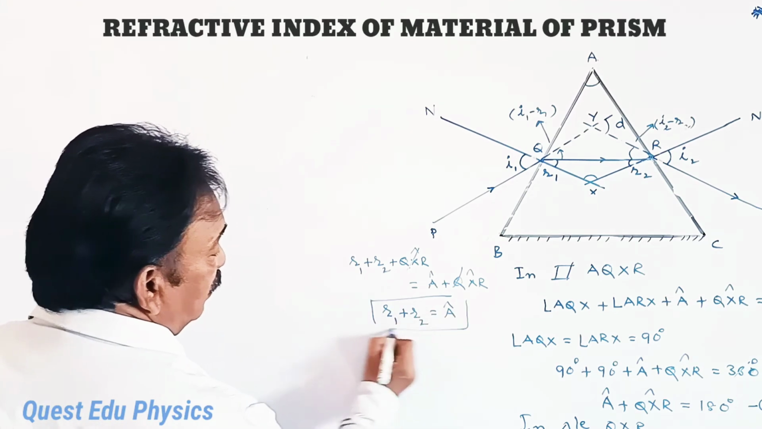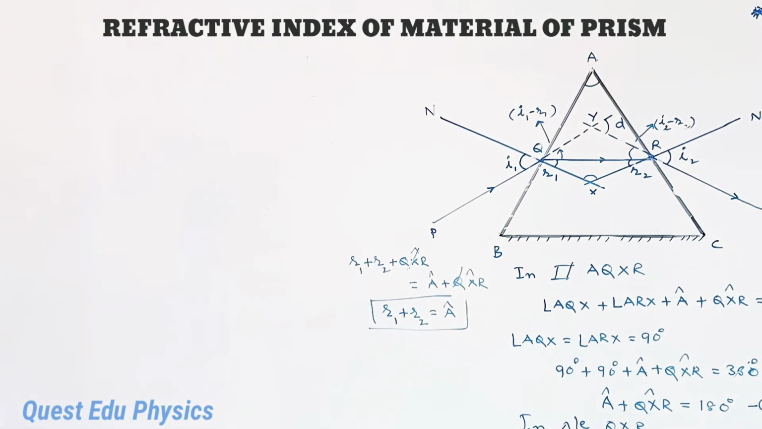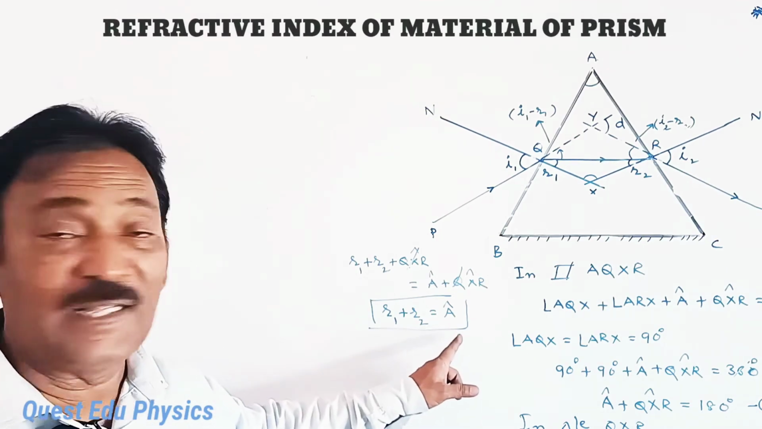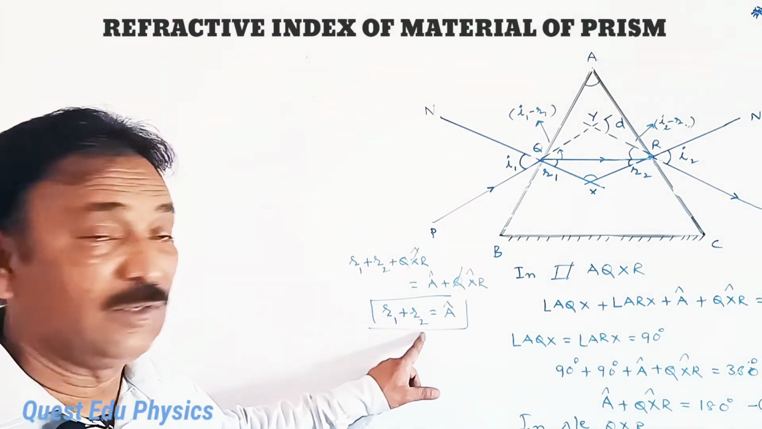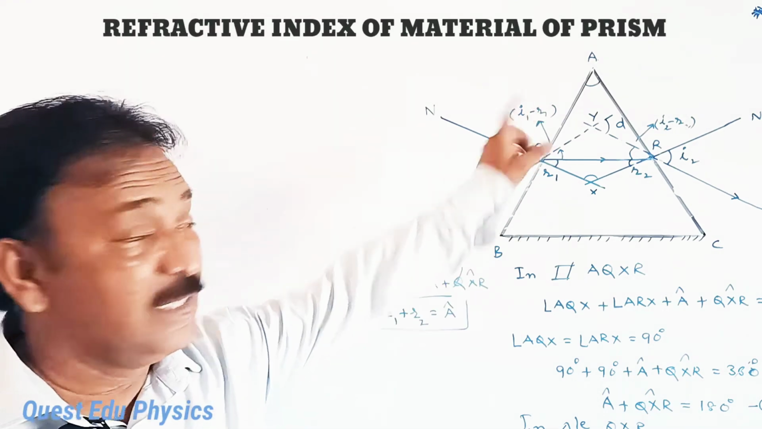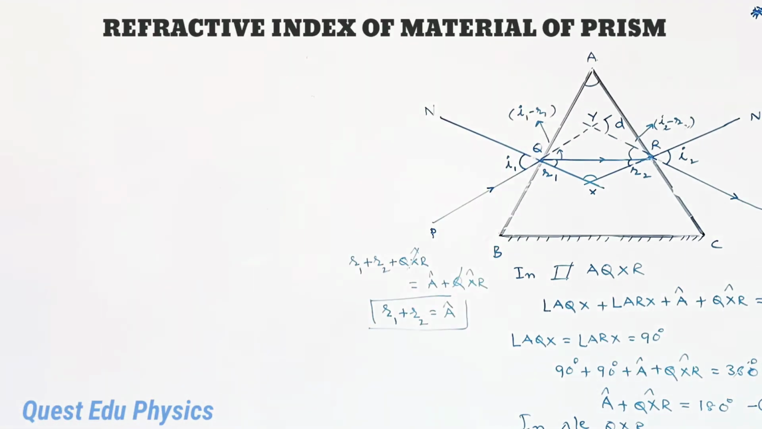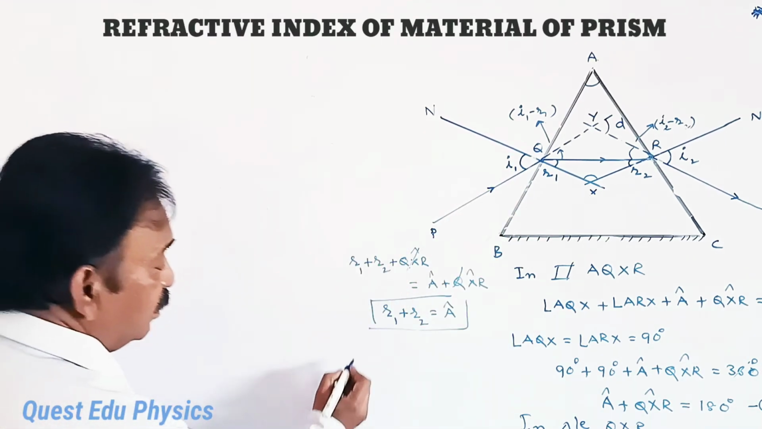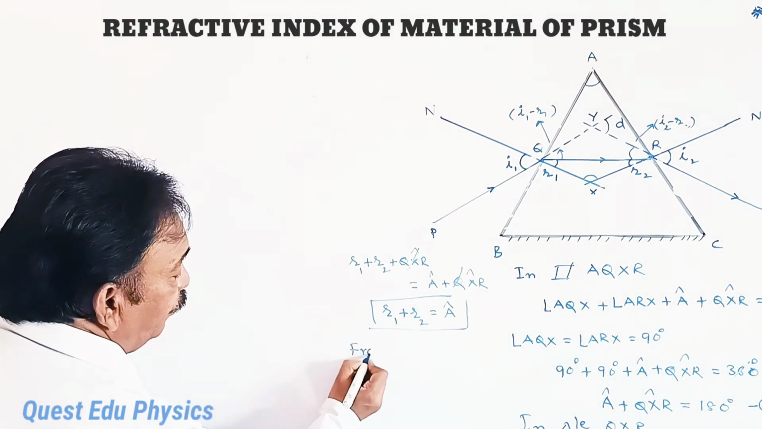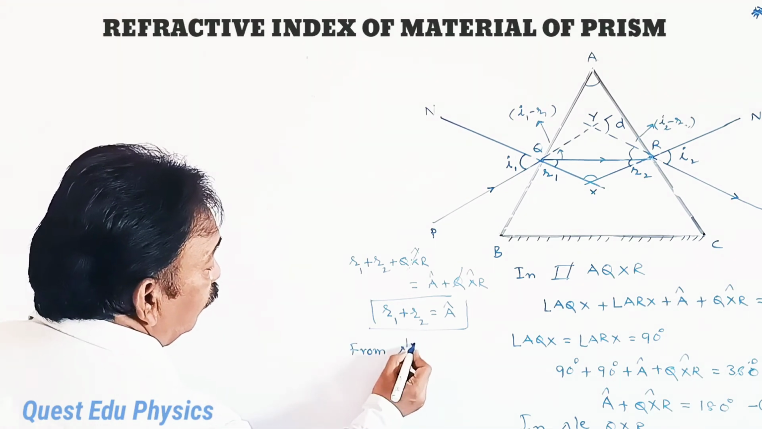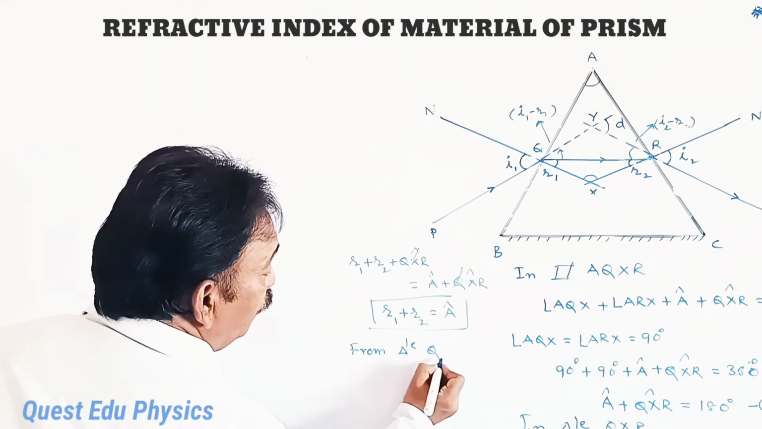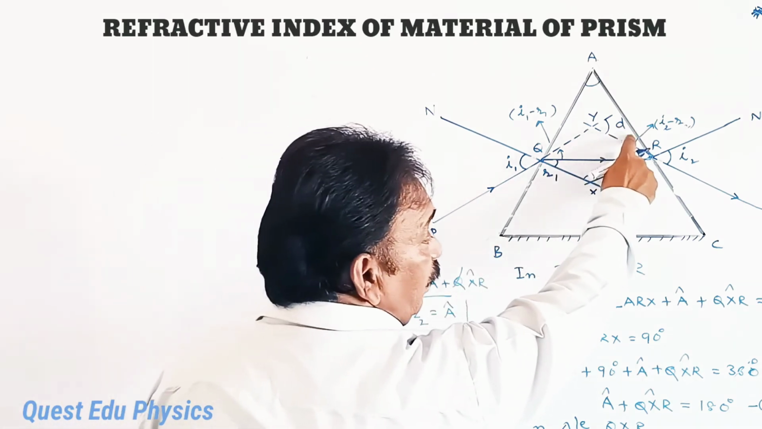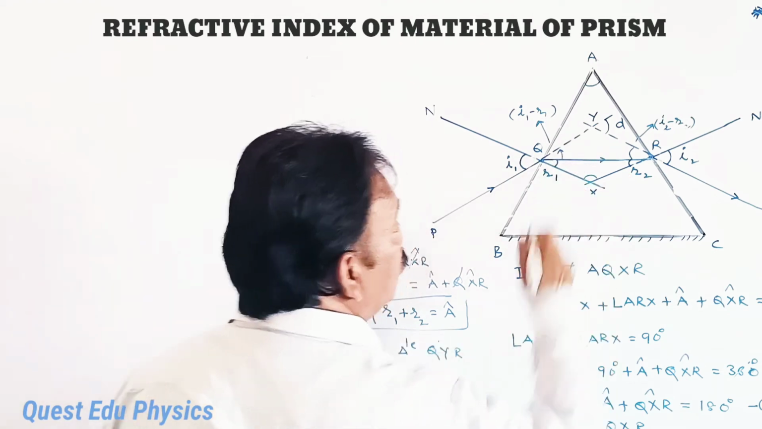Freeze this one, students. We had the relation between the angles of refraction and the angle of prism as R1 plus R2. The sum of the refractions is equal to the angle of prism. In the same way, we are taking the triangle QYR. From triangle QYR, we are finding the angle of deviation by using this triangle, students.